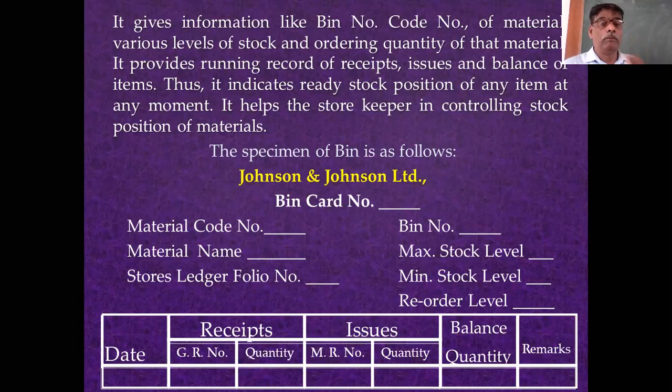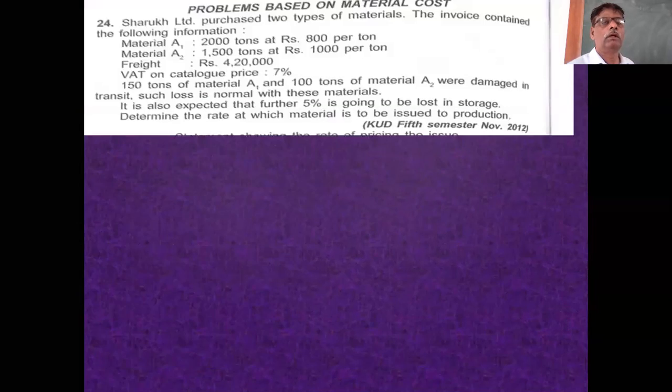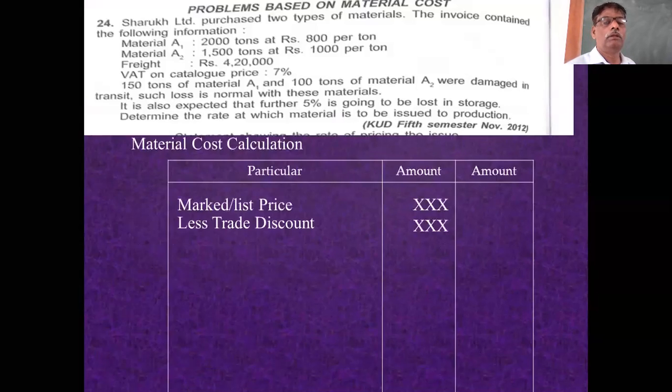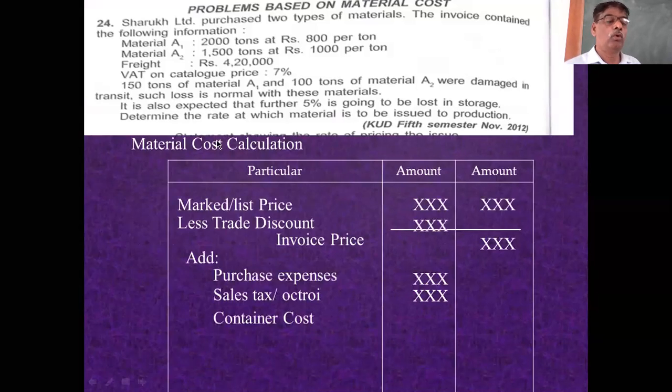I will not take examples on this. I will take an example on the stores ledger and explain this. I have no time to explain each and every aspect. A 5 marks question may come on the basis of this. Clear? This is the bin card.